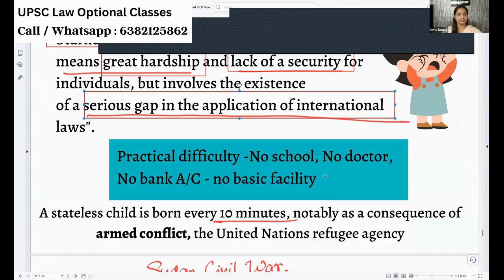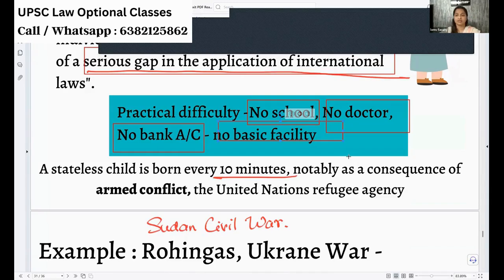So imagine you don't have any state. You will not have a ration card in India. You cannot go to any school. You cannot go to any doctor. You cannot have a bank account. No basic facility. Right? So state is very important.